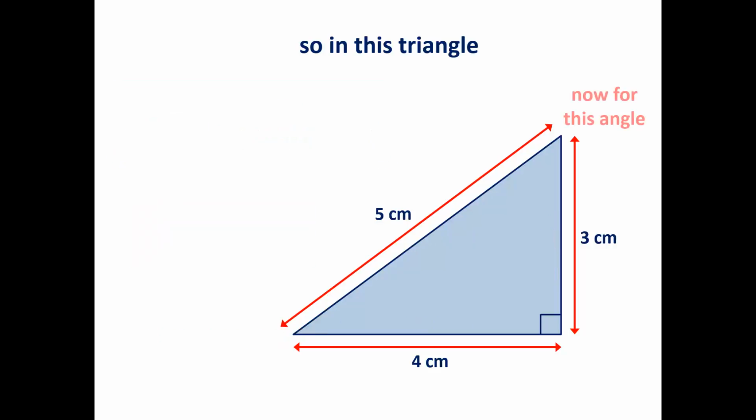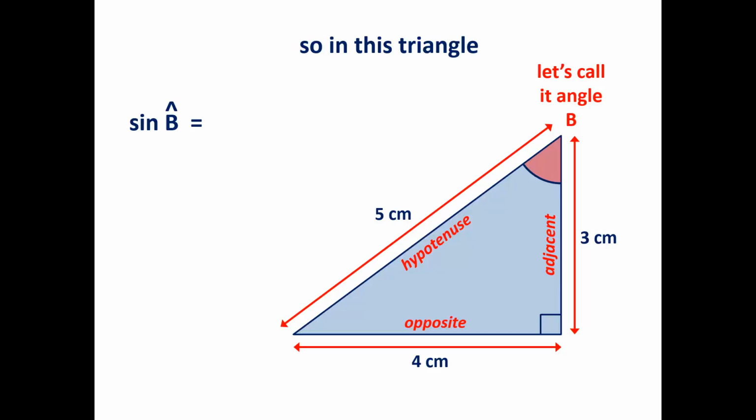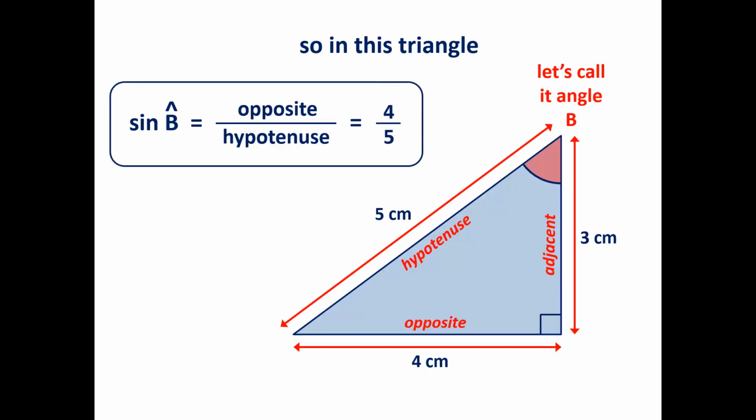Now what if we went from this angle here? Let's call that one angle B. And so we've got the adjacent, the opposite, and then the hypotenuse. Now sine of angle B, can you remember what sine was? It was opposite divided by hypotenuse. So the opposite this time is 4, and so sine B is 4/5.